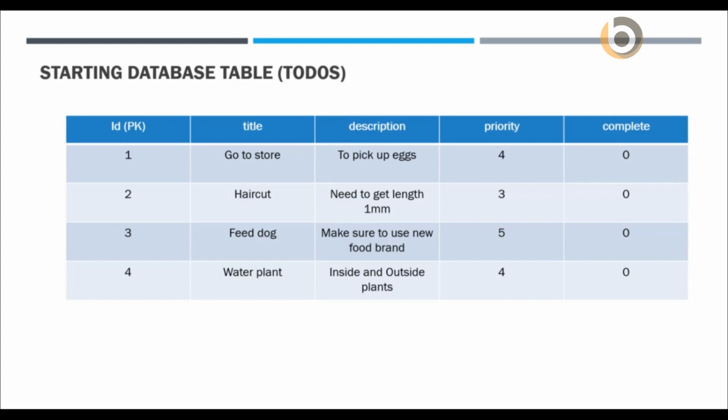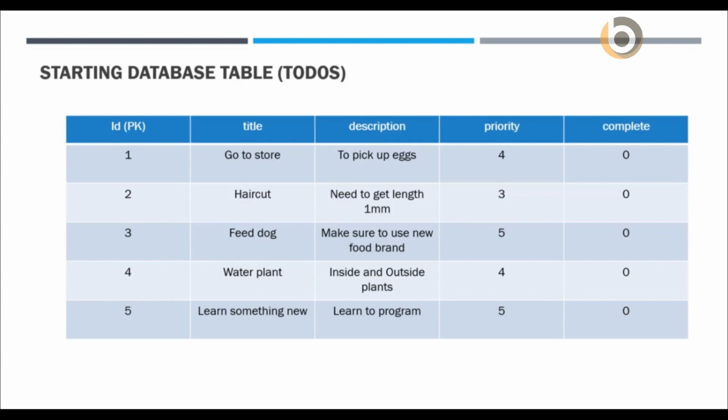And then let's add another one about watering our plant as a title. Description is inside and outside plants with a priority of 4 and also not complete. Let's add a fifth record of learn something new, learn to program, 5 and also not complete.